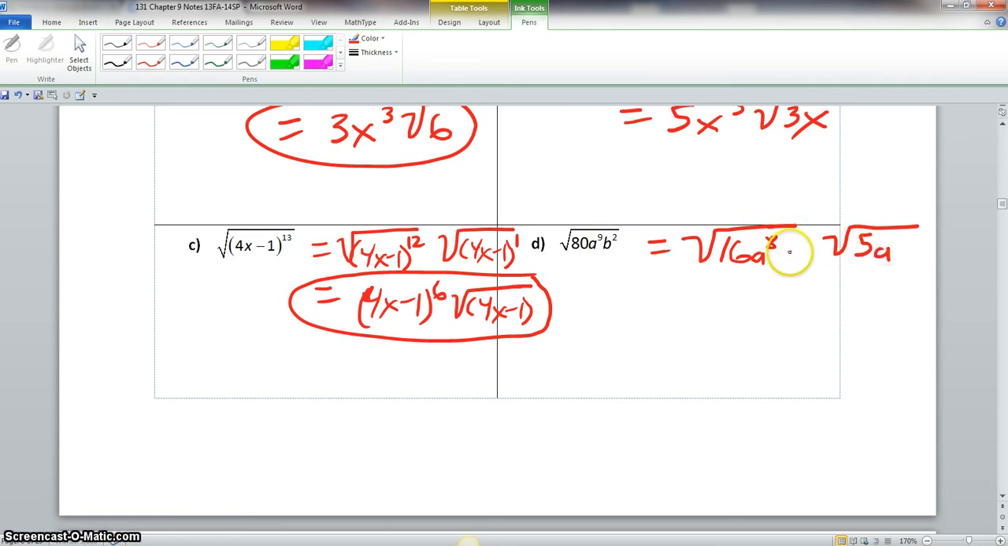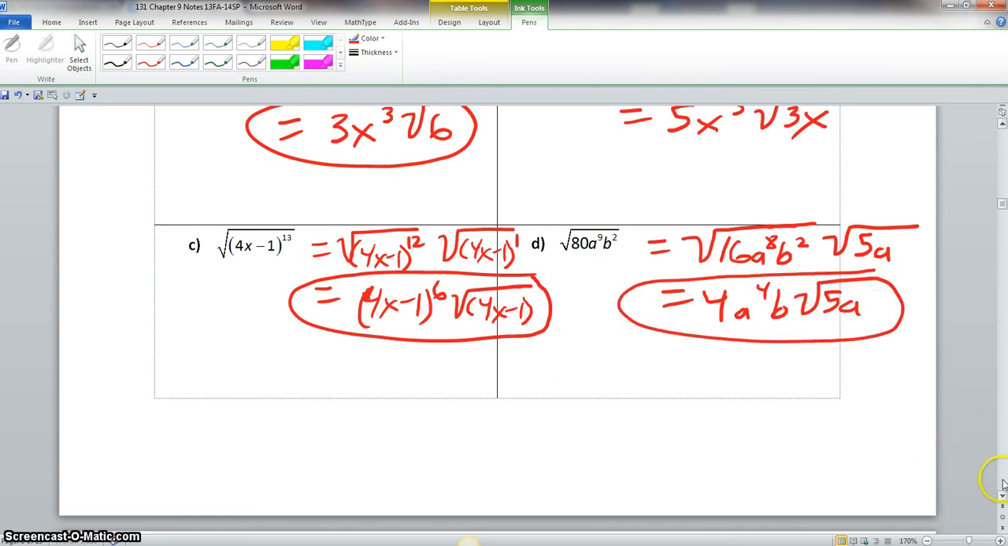Now b to the 2nd, we know b to the 2nd is a perfect square. So now the square root of 16 is 4. The square root of a to the 8th is a to the 4th. And the square root of b squared is b, times the square root of 5a. And that's it.